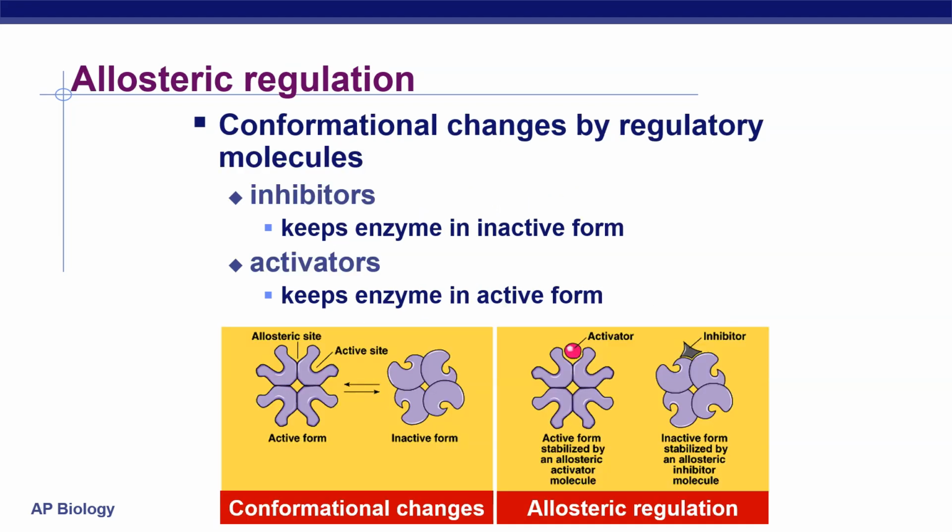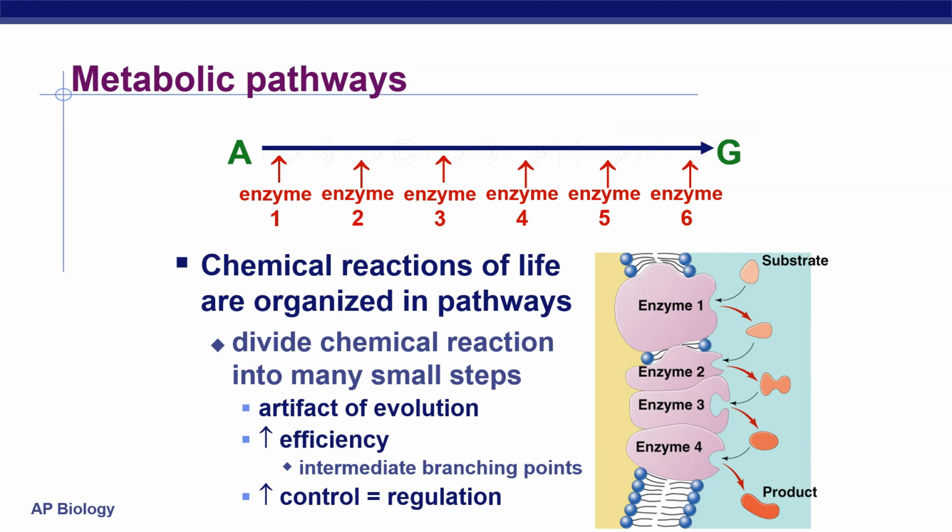These are conformational changes by regulatory molecules. These can be inhibitors and activators, but they take advantage of that allosteric site, and they can turn various enzymes on and off as needed. This creates eventually what's called a metabolic pathway.